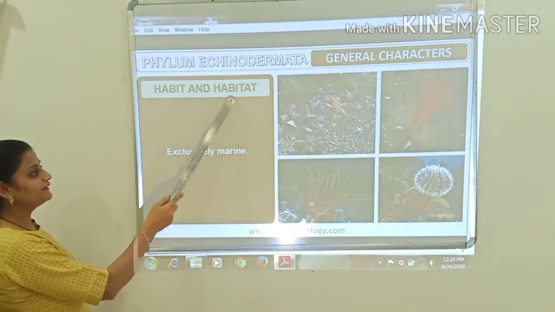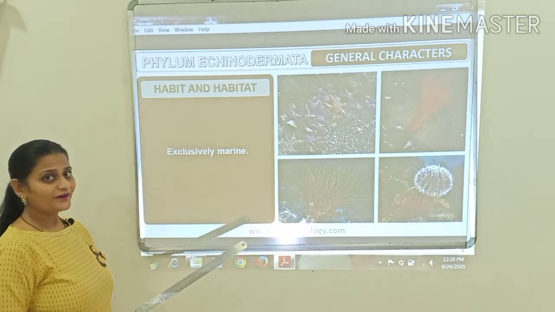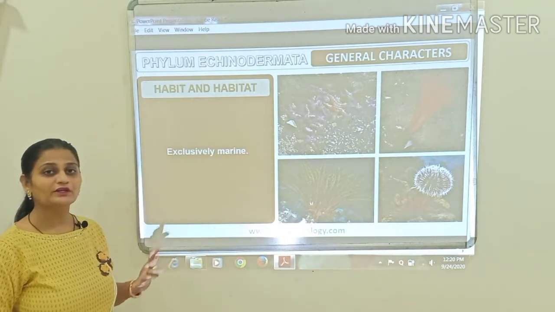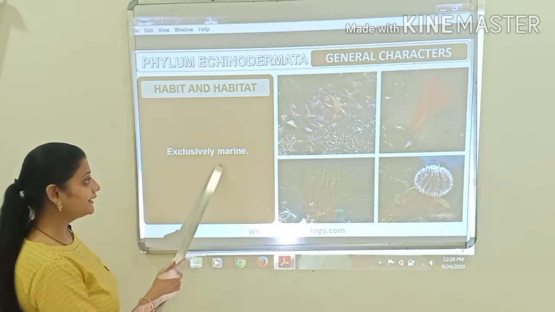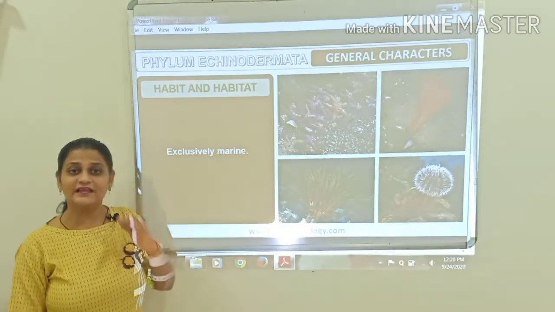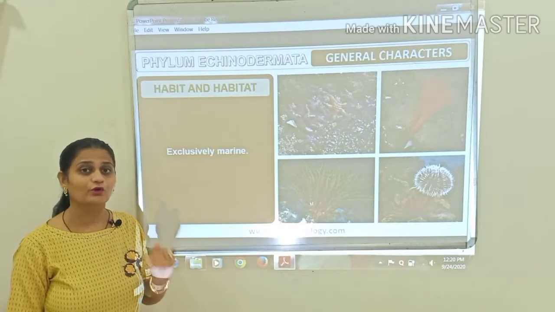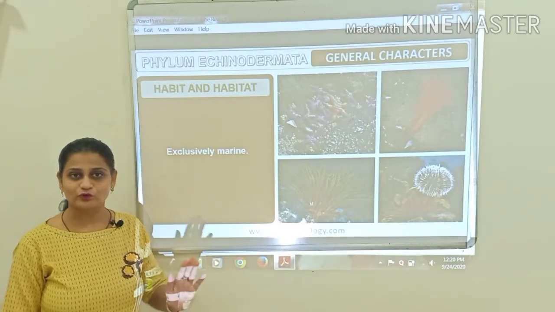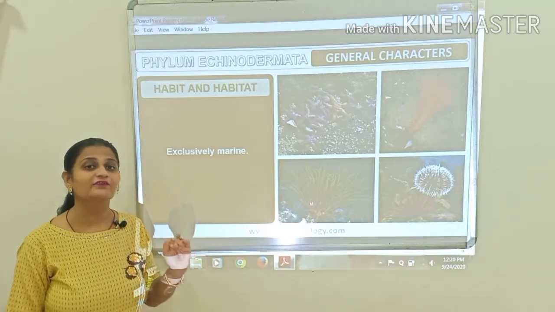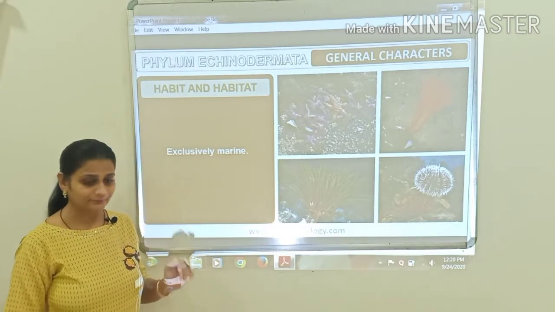Then habit and habitat. These organisms, that is organisms belonging to phylum Echinodermata, are exclusively marine. Exclusively marine means they are found in marine water bodies only. Okay, they are not found in fresh water bodies, they are found in marine water bodies only. Clear?